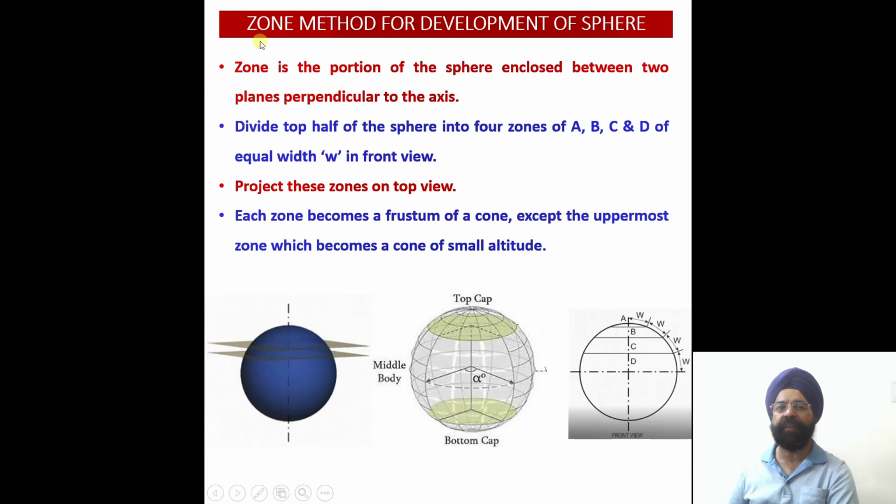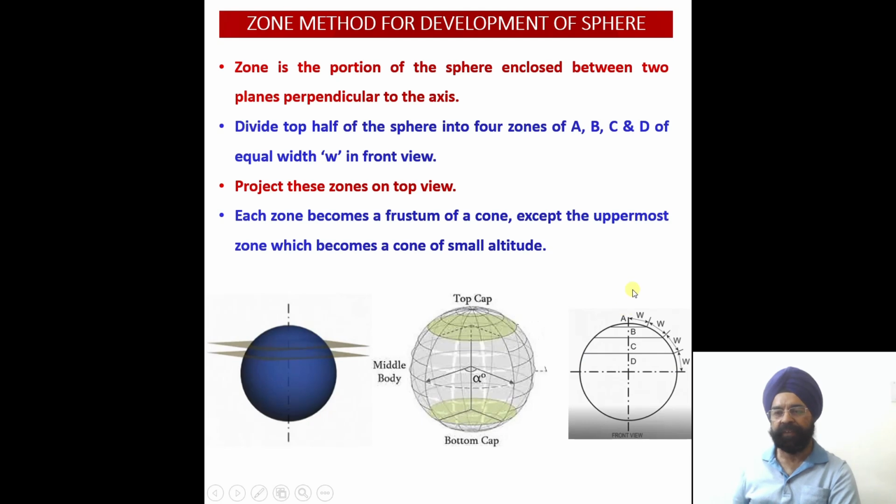Now, the first method that we are going to discuss today is the zone method for the development of a sphere. So here you can see we have divided the sphere into 4 segments, and all these segments have been worked out such that the width of each of the segments is equal. So this is the width that we are talking about.